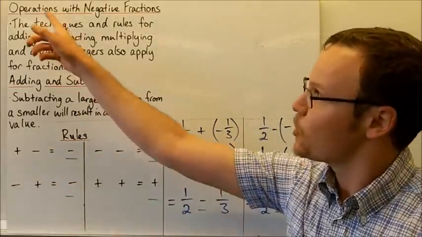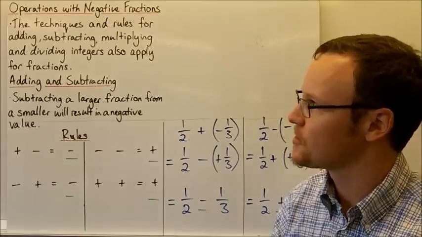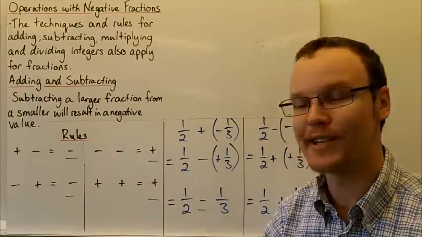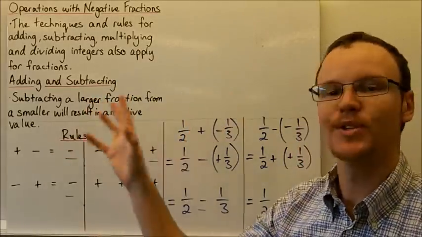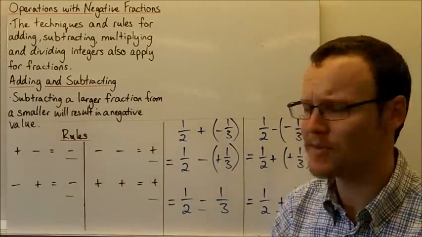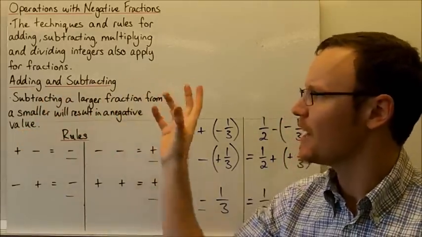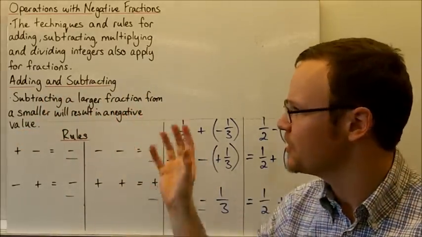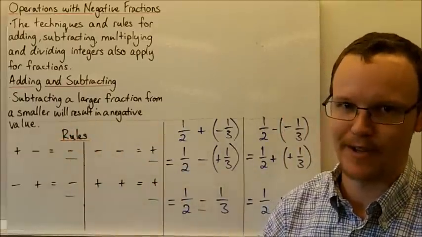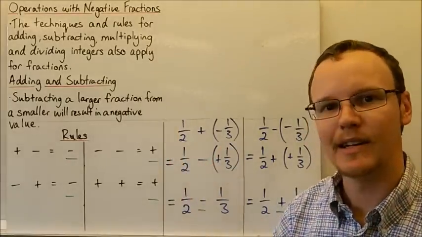Today we're going to look at operations with negative fractions. The techniques and rules for adding, subtracting, multiplying and dividing integers also apply for fractions. They're exactly the same rules. For adding and subtracting, if we subtract a very big fraction away from a smaller fraction, it will result in a negative value. That's just by looking at the number line.